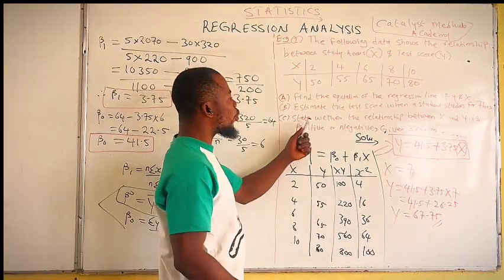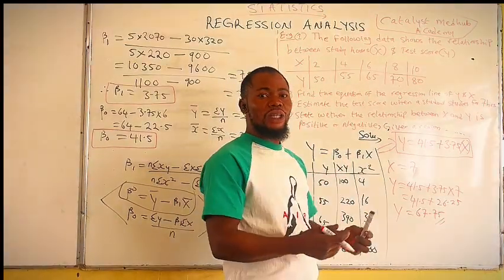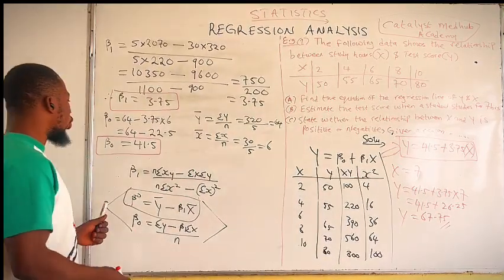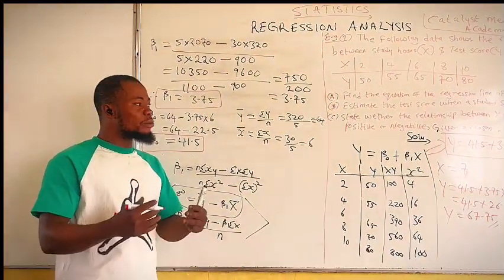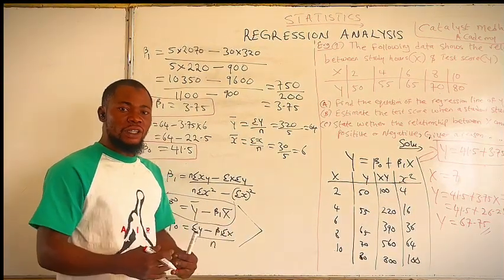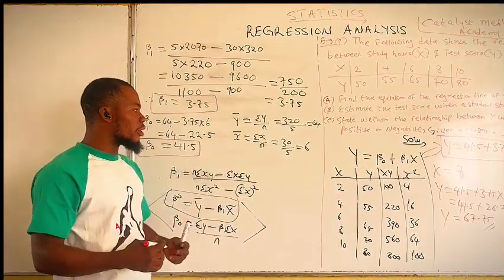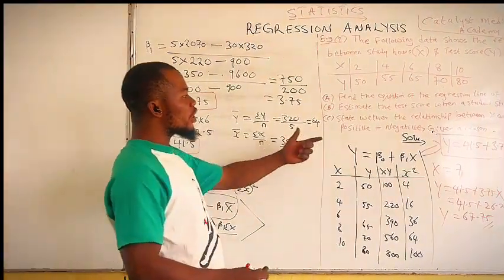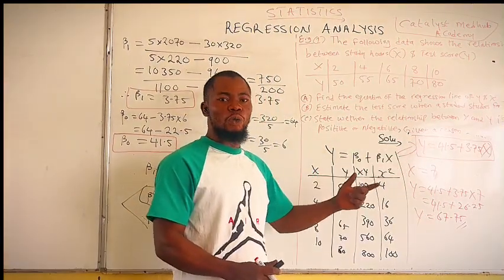The next question says to state whether the relationship between x and y is positive or negative. How would you know whether the relationship is positive or negative? You will come here and look at the value of your slope. If your slope is positive, the relationship is positive, and it means that as your x is increasing, your y will be increasing. And if your slope is negative, the relationship is negative, and it means that as your x is increasing, your y will be decreasing. Now, looking at our slope, it is positive. So the relationship between x and y is positive, because as x is increasing, our y will be increasing as well.